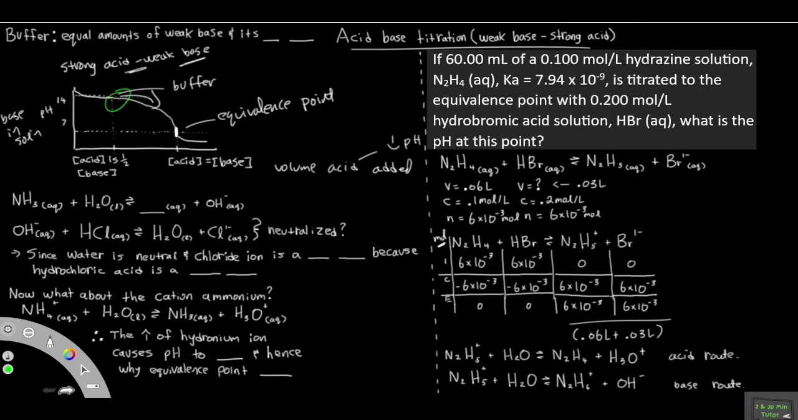When we hit that buffer region, the concentration of the acid is only half the concentration of the base, which makes sense because the base is extremely weak and the acid is extremely strong. So we only need half the amount of acid concentration in order to hit this buffer region. Remember, the buffer region is where there are equal amounts of weak base and its conjugate acid.